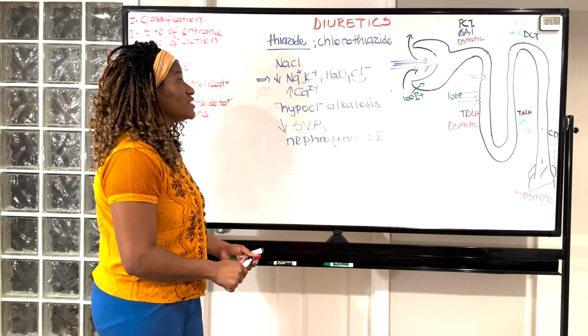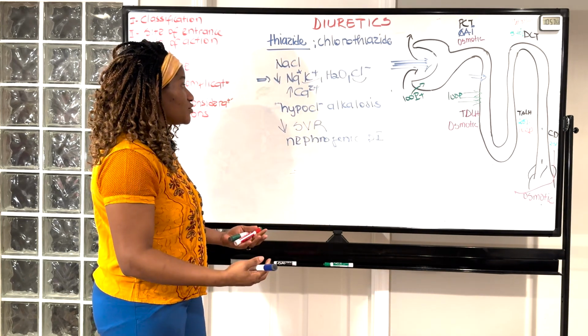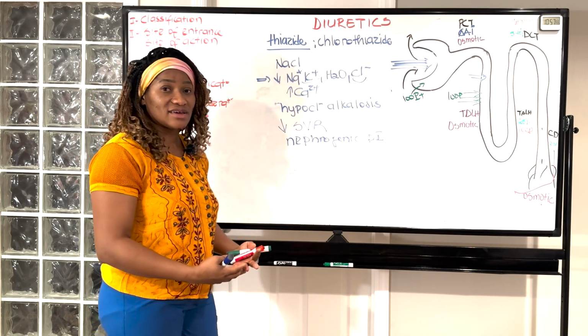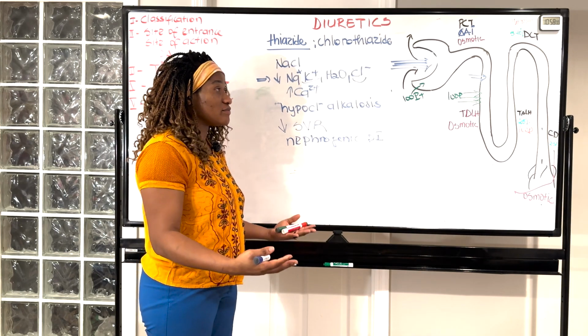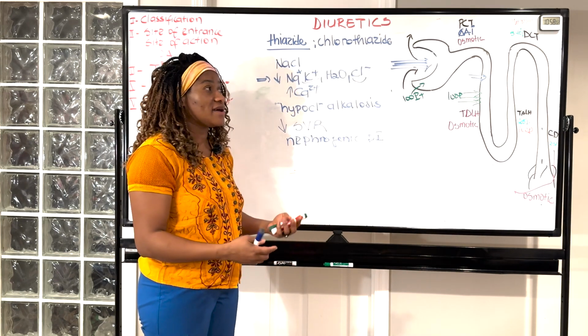So we can give them in adjunct with loop diuretic and other drugs to decrease the blood pressure. They mostly act on the SVR.